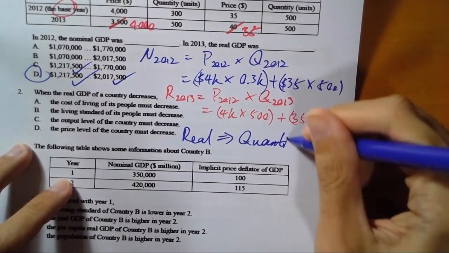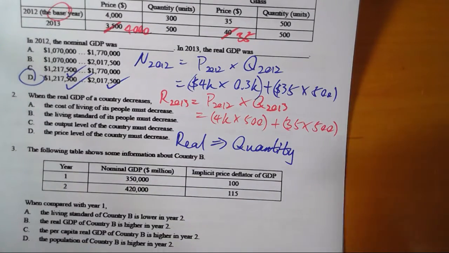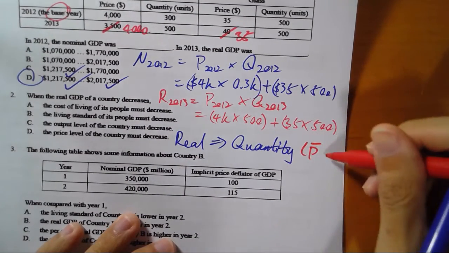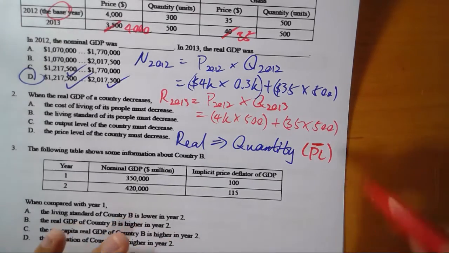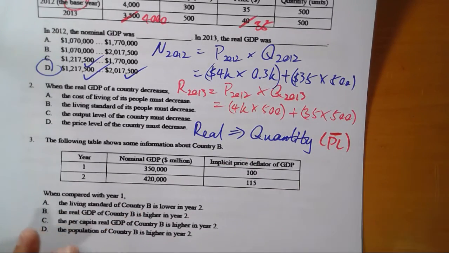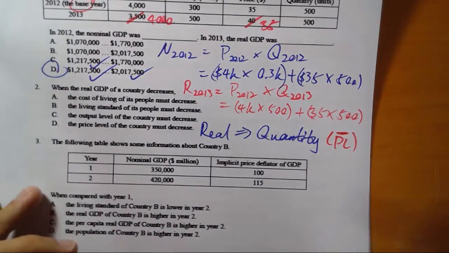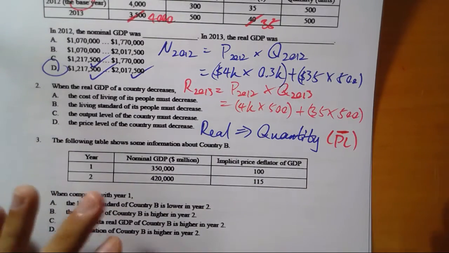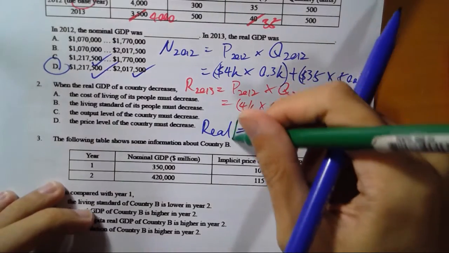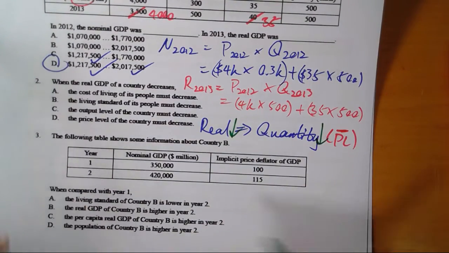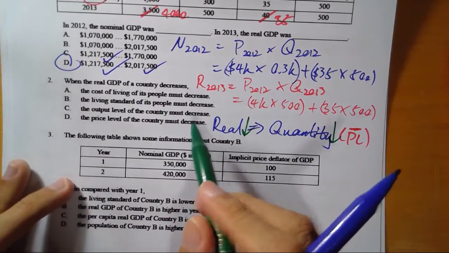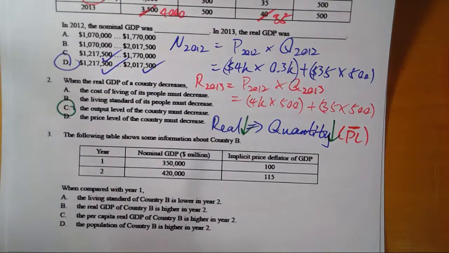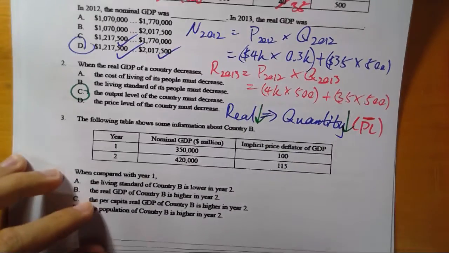Now, when the real GDP of a country decreases, remember, when we talk about real, we are looking at quantity, because price level has been kept constant. So if real drops, does it mean price dropped? No. If it drops, it has to be due to our output. The quantity of output has dropped. Output level must decrease. Yes, C is the answer. Nothing to explain, this is by definition.